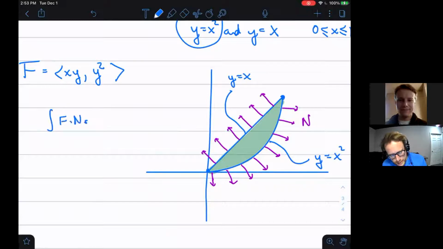If this ends up being positive, so here's my flux integral right here, if this is positive, and when I choose this to be an outward normal vector, then more is leaving, or going outward, than coming in.